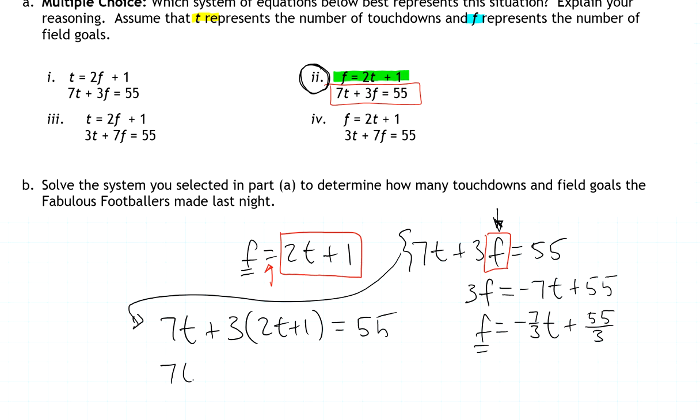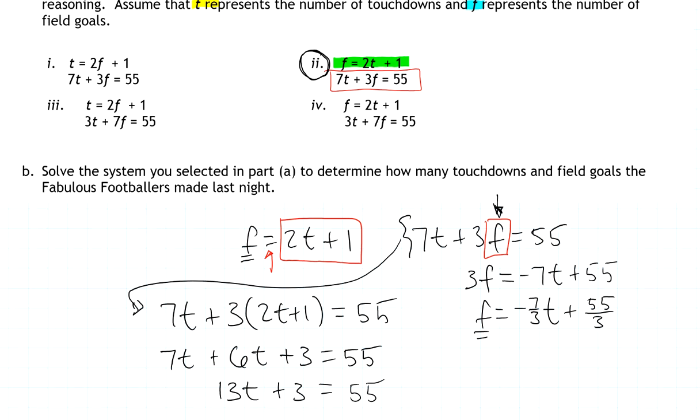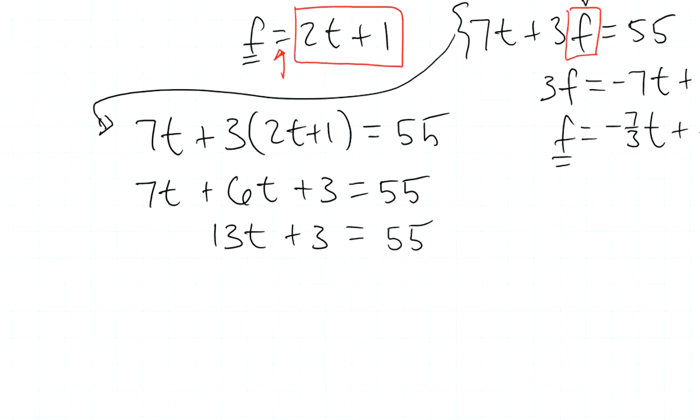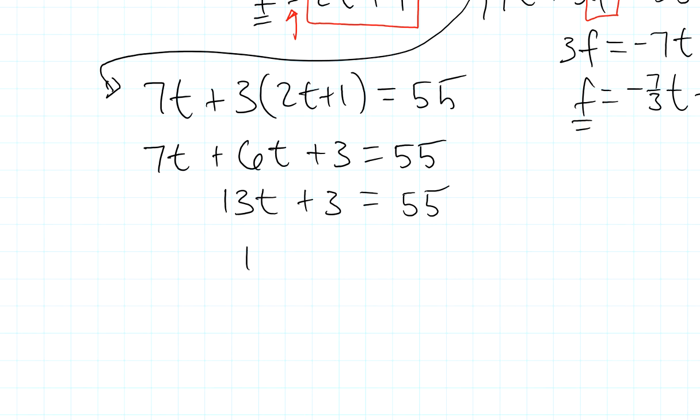So this, I'll use the distributive property. 3 times 2 is 6t, and then of course it has to be 3 times the 1, plus the 7t, and that equals 55. If I combine those, 7 and 6 is 13, so I've got 13 times t plus 3 equals 55. We can subtract 3 from both sides, so we have that 13 times t is equal to 52.